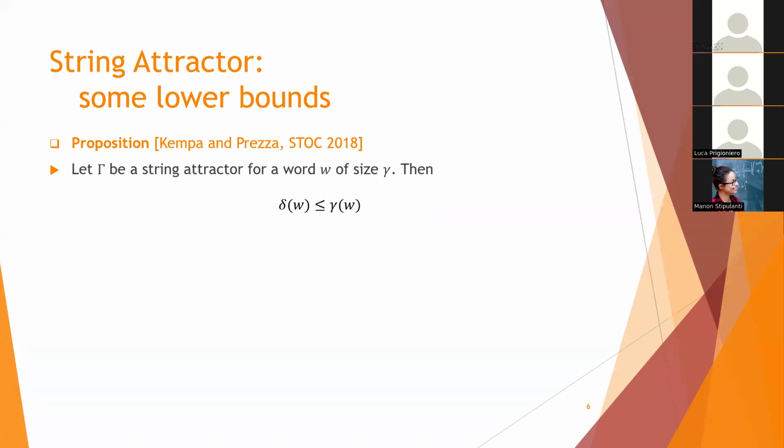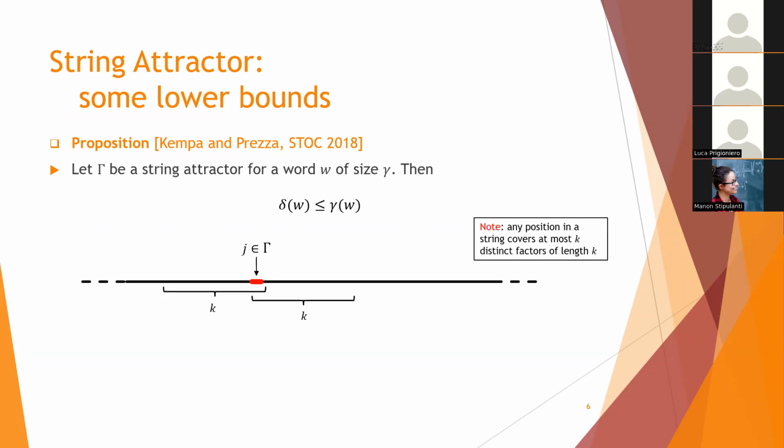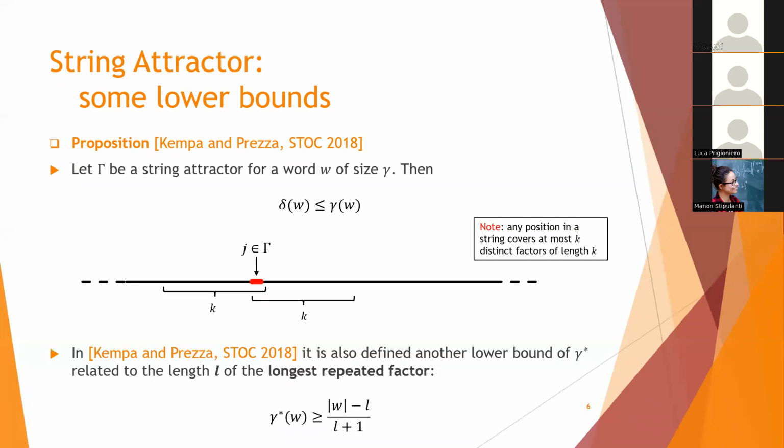This can be intuitively understood because each position j of a string attractor can be crossed by at most k distinct factors of length k. But also, in order to highlight the deep relationship between string attractors and repetitions, we have this other lower bound with respect to the length of the longest repeated factor in a word.